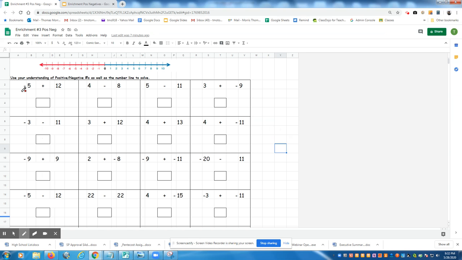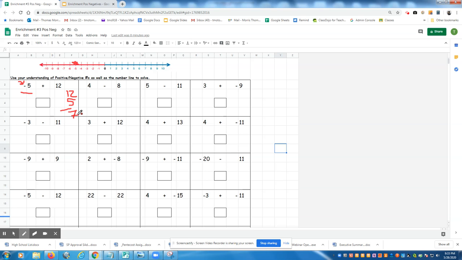So what do I have? My starting point is -5, and I'm adding +12. I'm not going to +12, that was last week's lesson. What I can do is count 12 jumps this way, but since I have a negative number and a positive number, those are different signs, right? So I can subtract, and that equals 7.